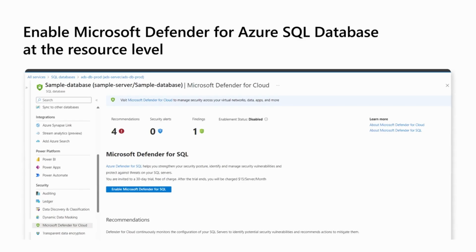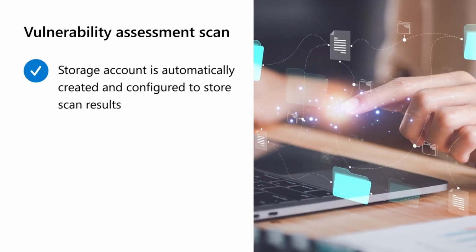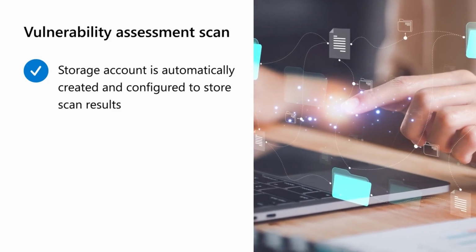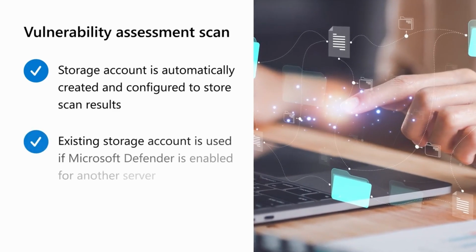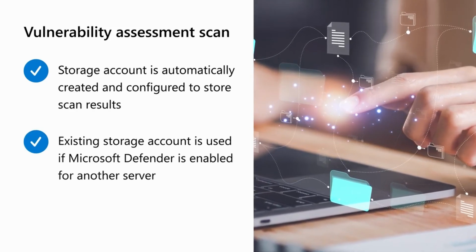First, sign into your Azure portal and open your server. Under the Security blade, select Microsoft Defender for Cloud. After this, select Enable Microsoft Defender for SQL. You should note that a storage account is automatically created and configured to store your vulnerability assessment scan results. The existing storage account is used if you've already enabled Microsoft Defender for another server in the same resource group and region.